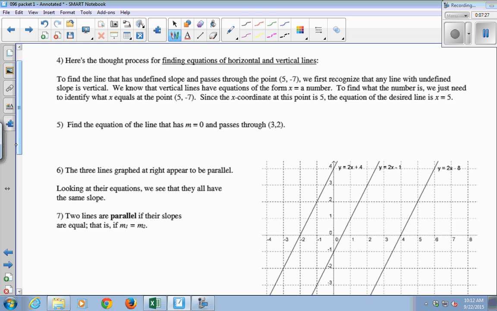Okay, so the thought process, if you want to find an equation for a vertical or a horizontal line: to find the line that has undefined slope and passes through the point (5, -7), we would say, okay, if it has undefined slope, it's vertical, right? If they tell you the slope is undefined, you know it's a vertical line. So vertical lines have the form x equals a number. To figure out what that number is, we just look at the point (5, -7), and I want to know what x equals, so I pick the x coordinate. So the equation of that line would be x equals 5.